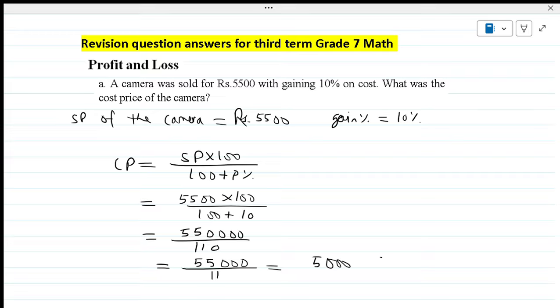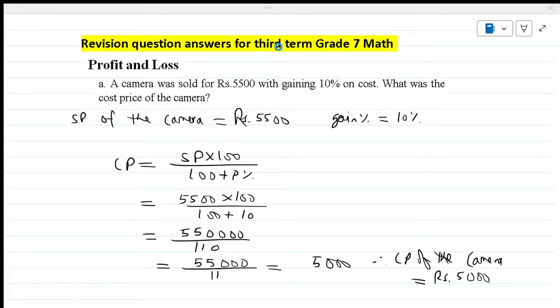So you can conclude here the CP of the camera is equal to rupees 5,000. So done. This is part A I did. And I'll go with the second question.